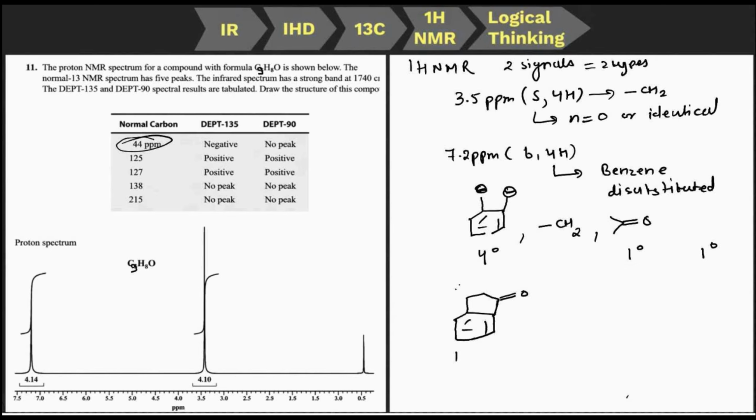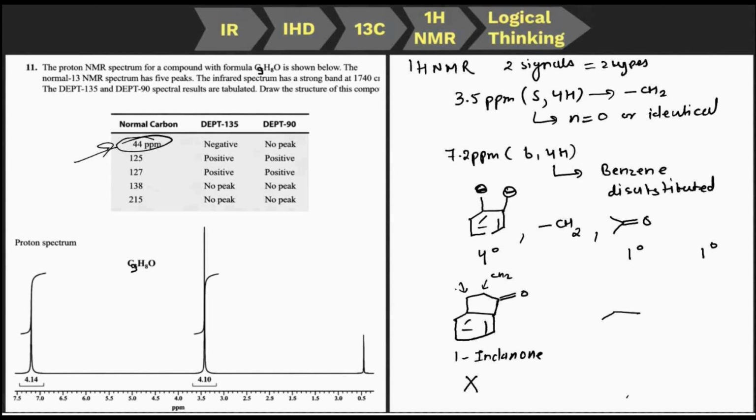So this is known as 1-indanone. Do you think this is the correct structure? Look at this. This one will show two types of CH2, but the compound has only one CH2, right? 44 ppm. And another thing, this CH2 and CH2 should be equivalent. So therefore, this cannot be the correct structure.